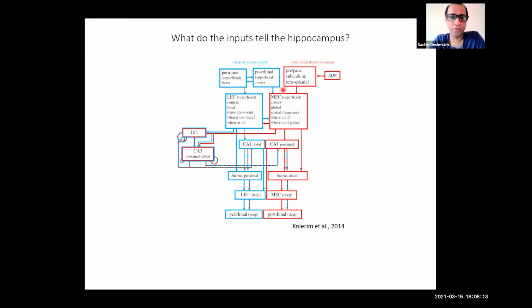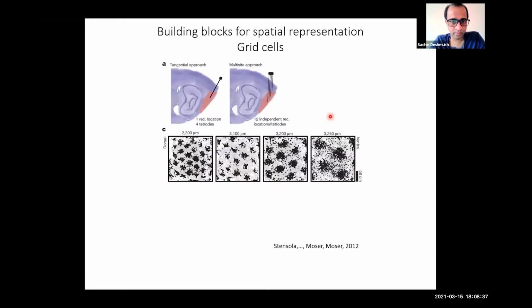Remember I told you about lateral and medial entorhinal cortex being the two major inputs to the hippocampus. I told you that path integration and movement-derived spatial information comes in via the medial entorhinal cortex, and external sensory input-derived information comes in via the lateral entorhinal cortex. So I'm going to tell you what these regions do in spatial navigation tasks.